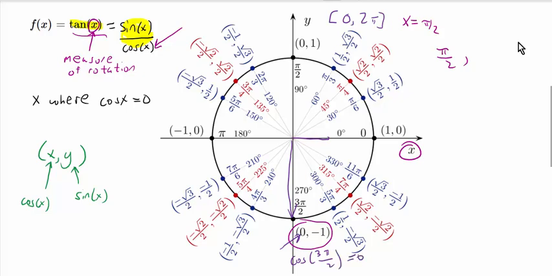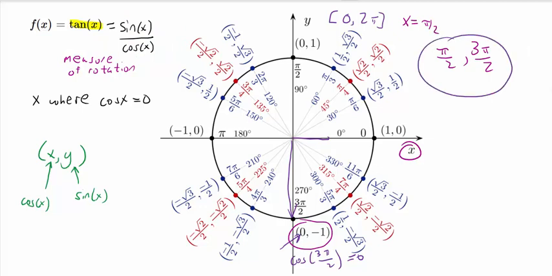So for the angle 3 pi over 2, cosine of x comes out to be 0, making this fraction undefined, making the tangent function undefined, because there's no intelligent way to define division by 0. So those would be the answers for the first problem: pi over 2 and 3 pi over 2.